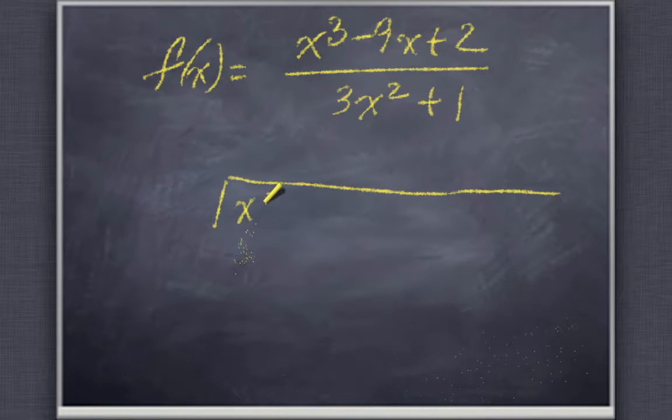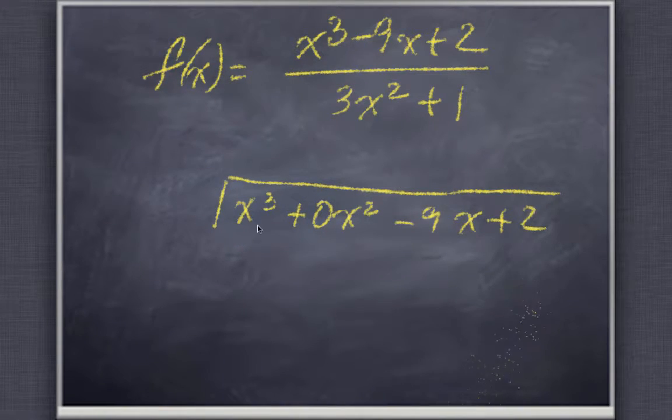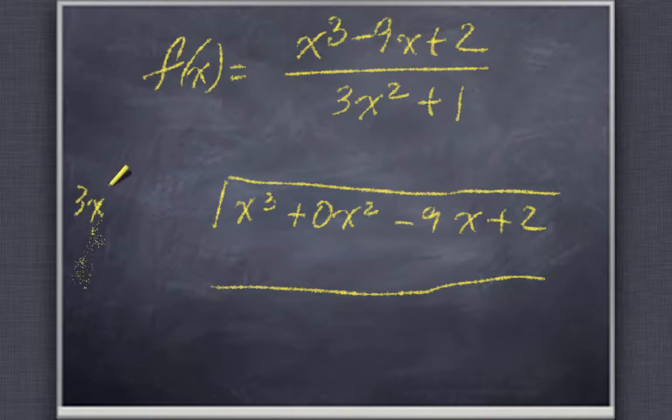So x cubed plus 0x squared minus 9x plus 2, because remember, you can't have any wholes, just like you wouldn't if it was 1,000 and, well, the negative 9 makes it a problem, but pretend that was positive, we can compare it directly. If it was 1,092, you would put the 0 to indicate that 100 spot, so that's what we need to do. Same thing over here, 3x squared plus 0x plus 1.